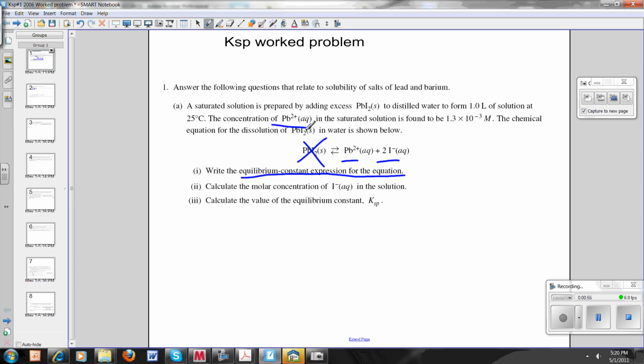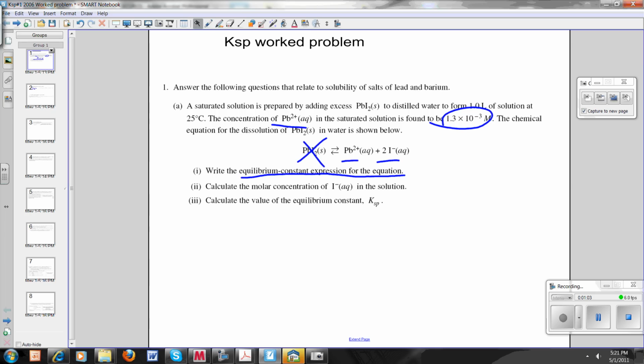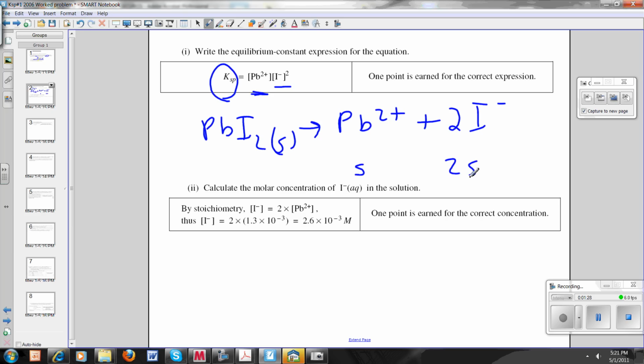Or in this case, they actually told you what the molarity of Pb2 plus is. Now remember, when this breaks apart, it breaks apart in a 1 to 2 ratio. So what does that look like if you did a mini ICE table? Well, it would look like this. PbI2 as a solid breaks into Pb2 plus and 2I minus. So this is going to be S on the E line and 2S, right? So if we drop all the way down to the E line, we have this. So when they tell me the concentration of Pb, they're telling me S.